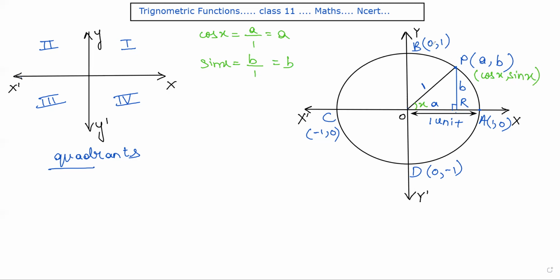Now this point P can be any point lying on the circumference of the circle in any of the four quadrants. Irrespective of that, the value of P will always be cos x, sin x.